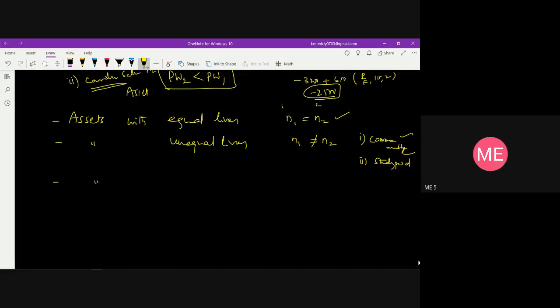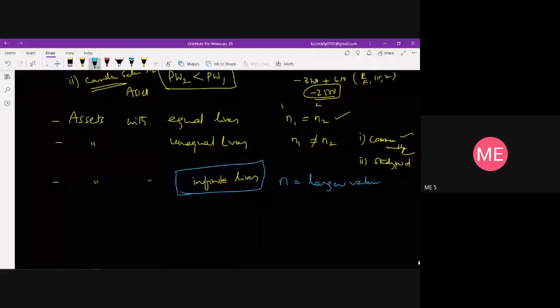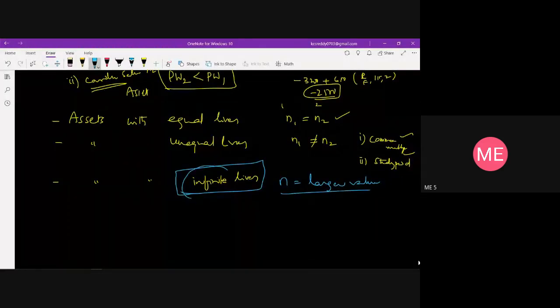Next, one more is assets with infinite lives. Infinite lives means assuming that the asset we are going to use will last forever. Infinite means a very large value of n, maybe 100 years, 300 years, 400 years, 500 years, 1000 years. When n is a very large value, we can assume infinite lives.